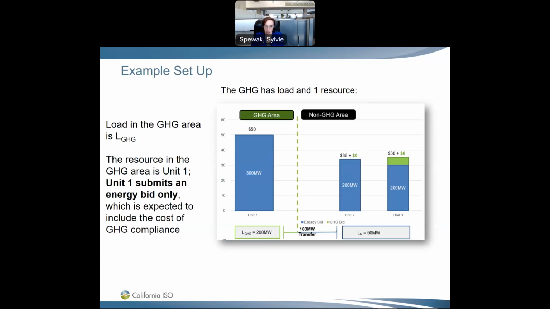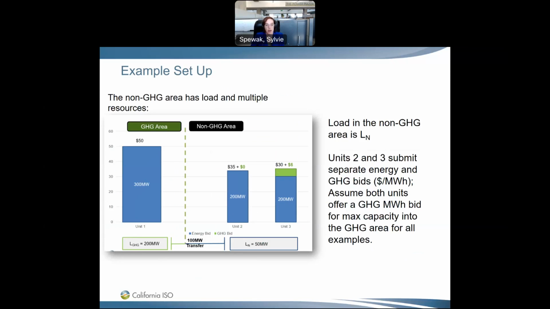In the non-GHG area, we have 2 resources, Units 2 and 3. Units 2 and 3 do submit separate energy and GHG bids. And we'll assume throughout this presentation that both units, or all of the resources in the non-GHG area, submit a megawatt quantity bid for attribution for their max capacity. The load in the non-GHG area is labeled LN at the bottom.